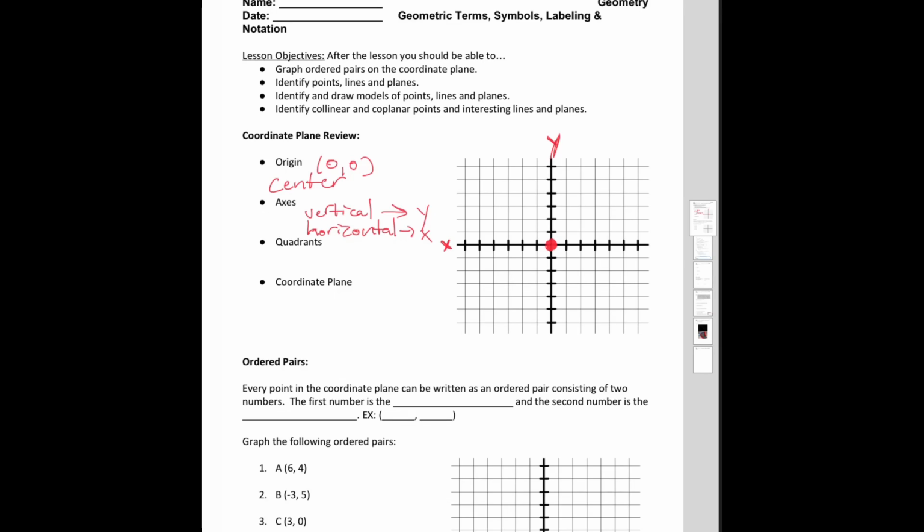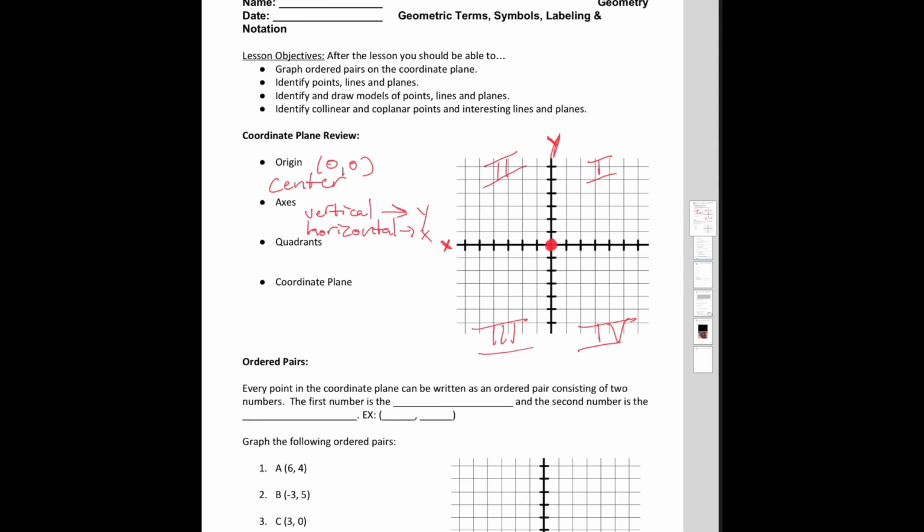Now we have our quadrants. And now, this is something that can be tricked up easily, so it's important that you pay attention to this. And remember, it's always counterclockwise, starting from the top right. So this is our first quadrant, our second quadrant, third quadrant, and our fourth quadrant.